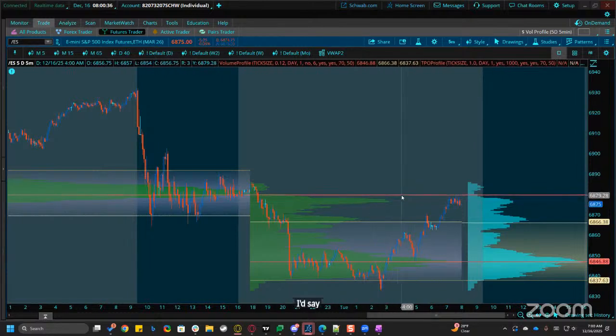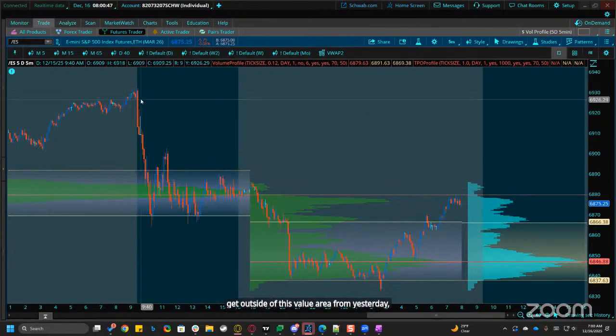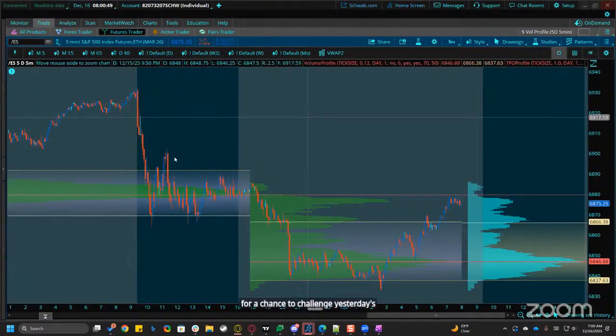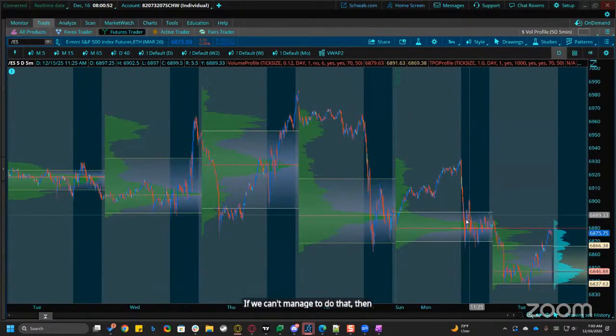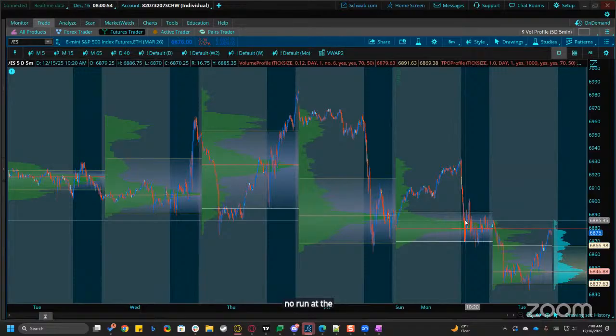I'd say that that level is an area of interest that you really want to pay attention to. And if we can get above it, get outside of this value area from yesterday, we have a chance to challenge yesterday's high. If we can't manage to do that, then there's just no run at the high of yesterday.